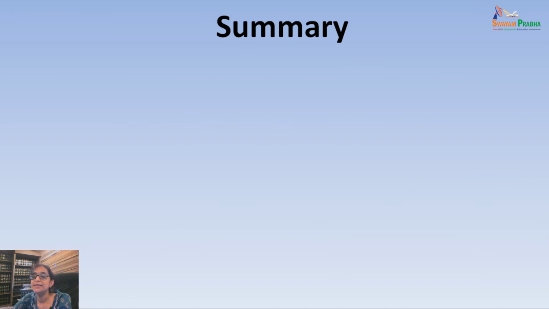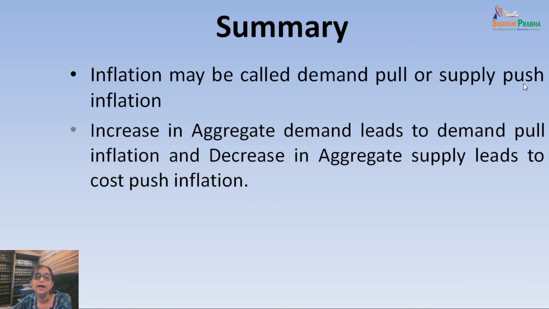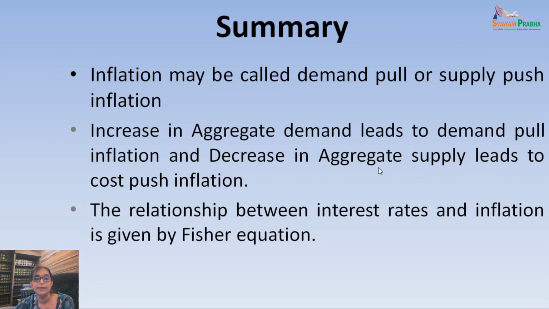So let us summarize today's lecture. What we have done is, we have understood what causes inflation. We have said inflation can be due to the demand side or the supply side. Then we understood that demand pull is because there is an increase in demand and the corresponding increase in supply is not there. Whereas supply push or cost push is because there is a decrease in aggregate supply.